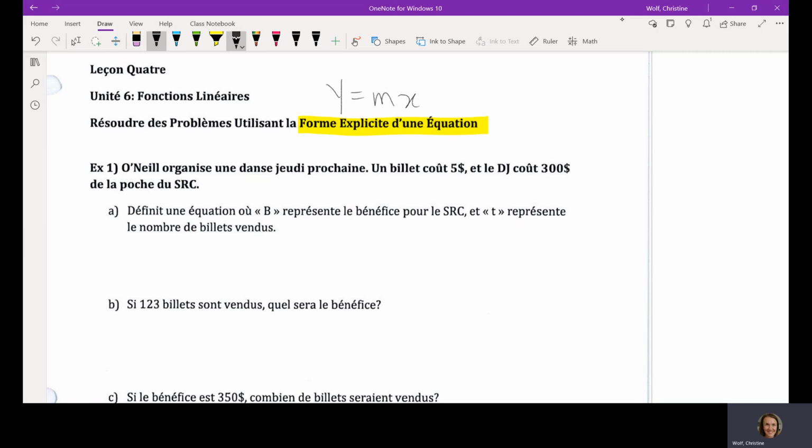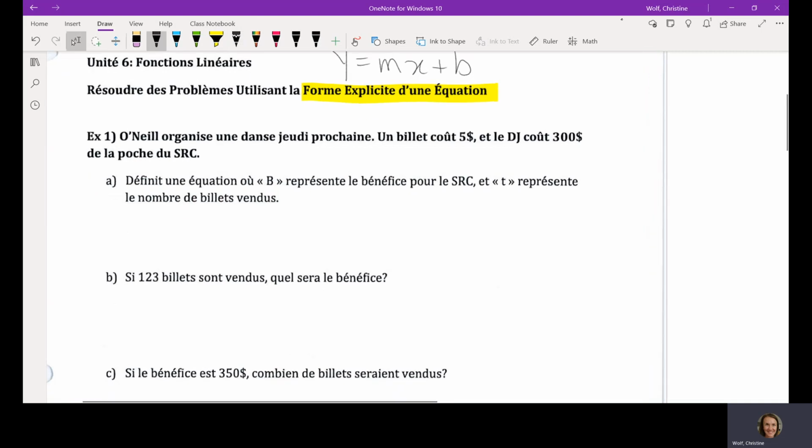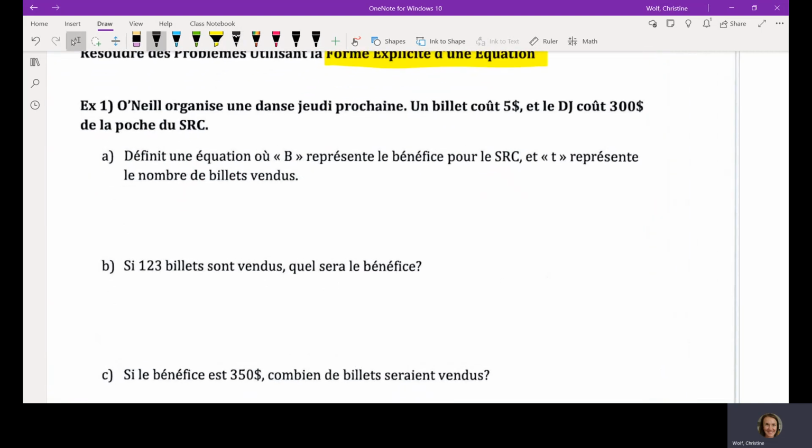So, pour chaque problème aujourd'hui que je te donne, la première chose que nous allons faire, on va développer, on va créer une équation comme ça, et then avec l'équation, on résout ce que ça demande. So, exemple numéro 1. O'Neill organise une danse jeudi prochain.